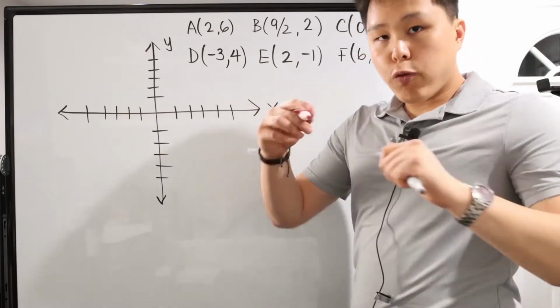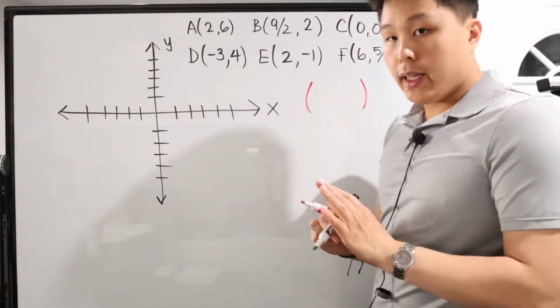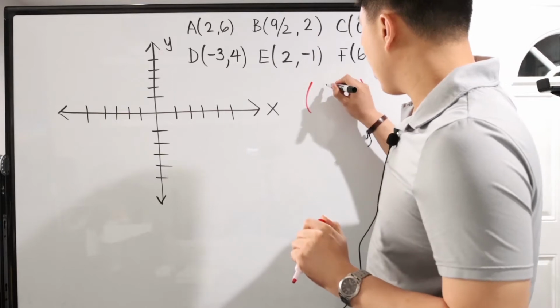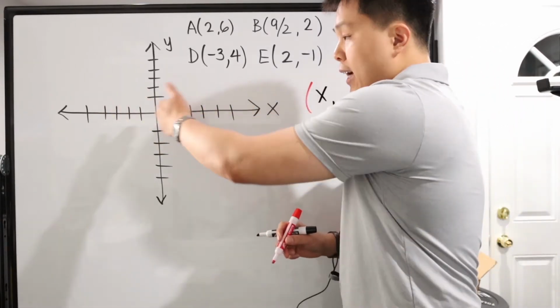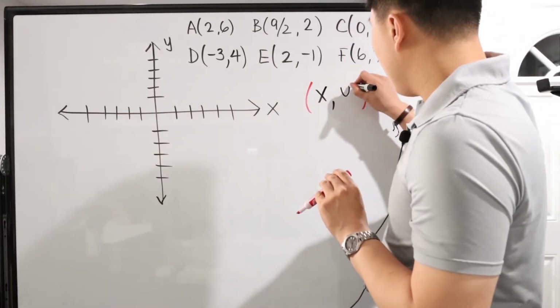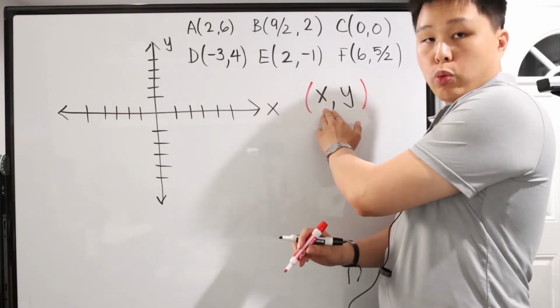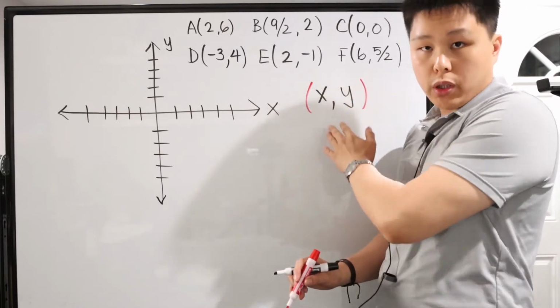Now, the format of a point is you have parentheses, and inside you have two numbers. You have your x coordinate, which tells you where on the x-axis this point is going to be, and then we have our y coordinate. That's always going to be the format. X is the first one, then the y. Whatever number is here is always going to be x, whatever number is here is always going to be y.